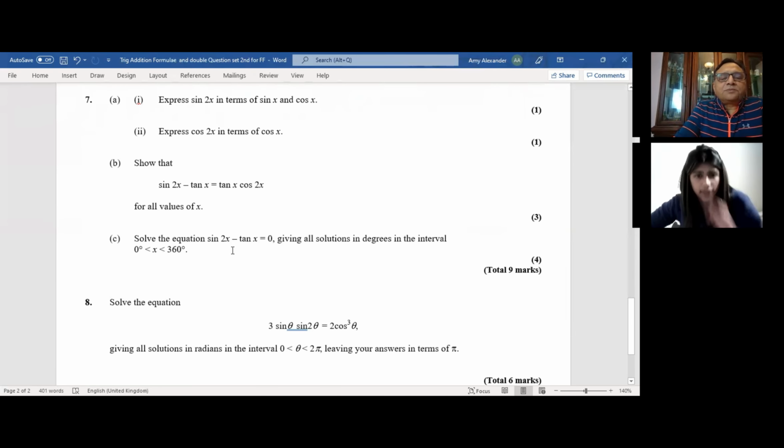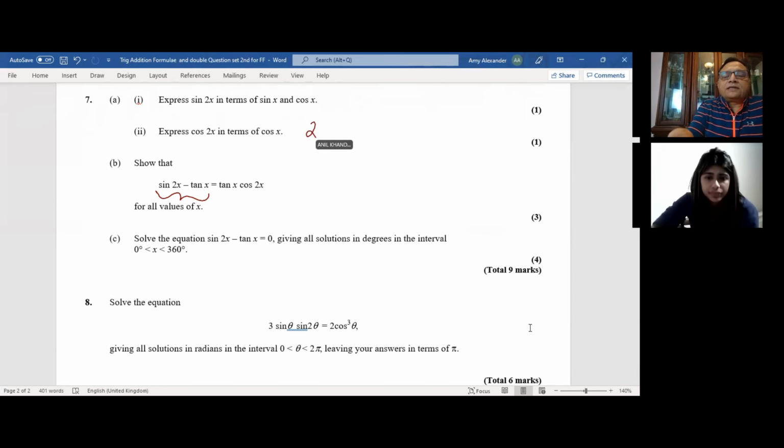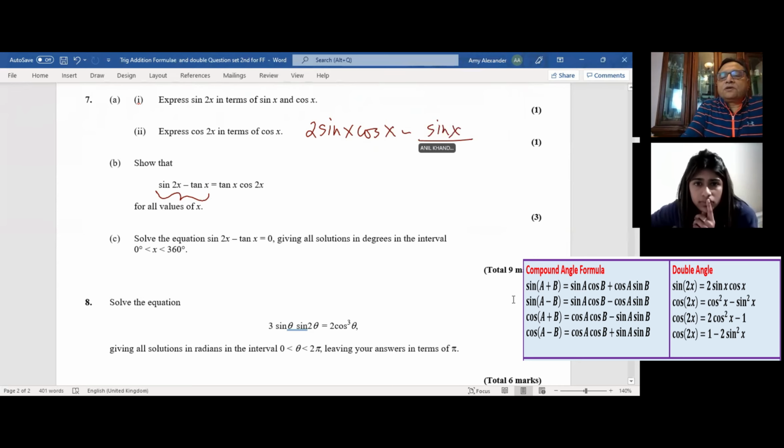Yeah, so C. Okay, so you have this expression equals 0, right? Yeah, you could directly also do it, which is tan x cos 2x, giving all the solutions in degrees in this interval, right? So we have sin 2x, which is written as 2 sin x cos x minus tan x, which is sin x over cos x equals 0, right? So you factored sin x, correct? For this one though, yeah.